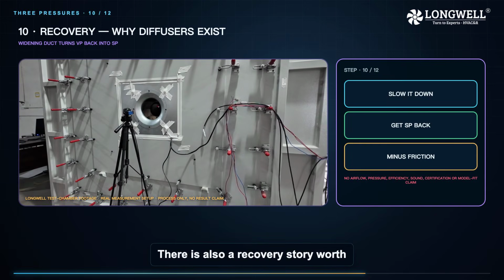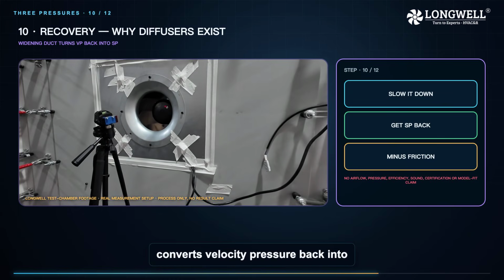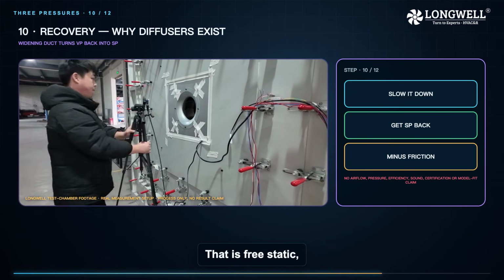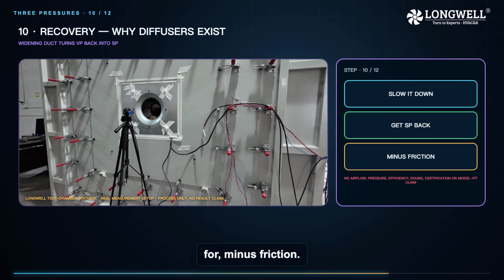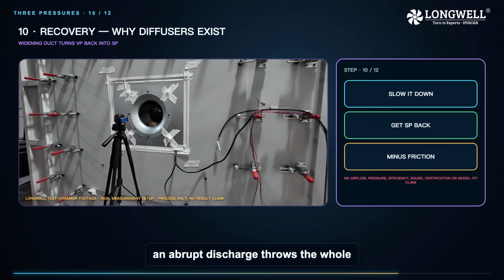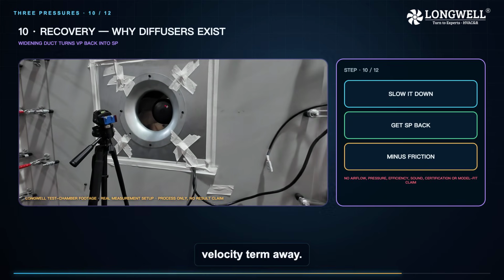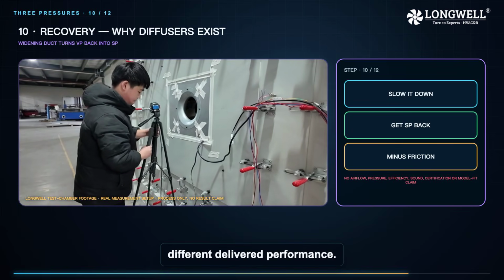There is also a recovery story worth knowing, and it explains diffusers. Slow-moving air in a widening duct converts velocity pressure back into static pressure. That is free static, recovered from motion you already paid for, minus friction. A well-made discharge diffuser on a plug fan recovers a useful fraction. An abrupt discharge throws the whole velocity term away. Same fan, different ending, different delivered performance.